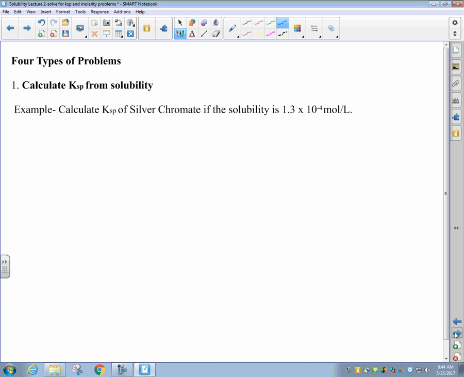The first type of problem we have is calculating KSP from solubility. So we're going to calculate the KSP of silver chromate if the solubility is 1.3 times 10 to the minus 4th moles per liter. First thing I'm going to do is write an equilibrium equation. So silver chromate, we're going to have Ag and we're going to have CrO4. Silver has a +1 charge in an ionic state. Chromate has a -2 charge. So I need 2 silvers. That's going to be a solid.